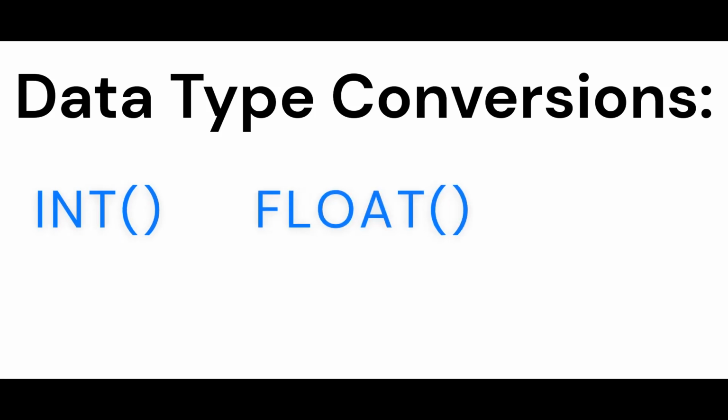So, here are the three different types of data conversions. Int, which you already learned, float, which is used to go from a string or an integer to a float, and then string, which is abbreviated to str, and is used to go from an integer or a float to a string.